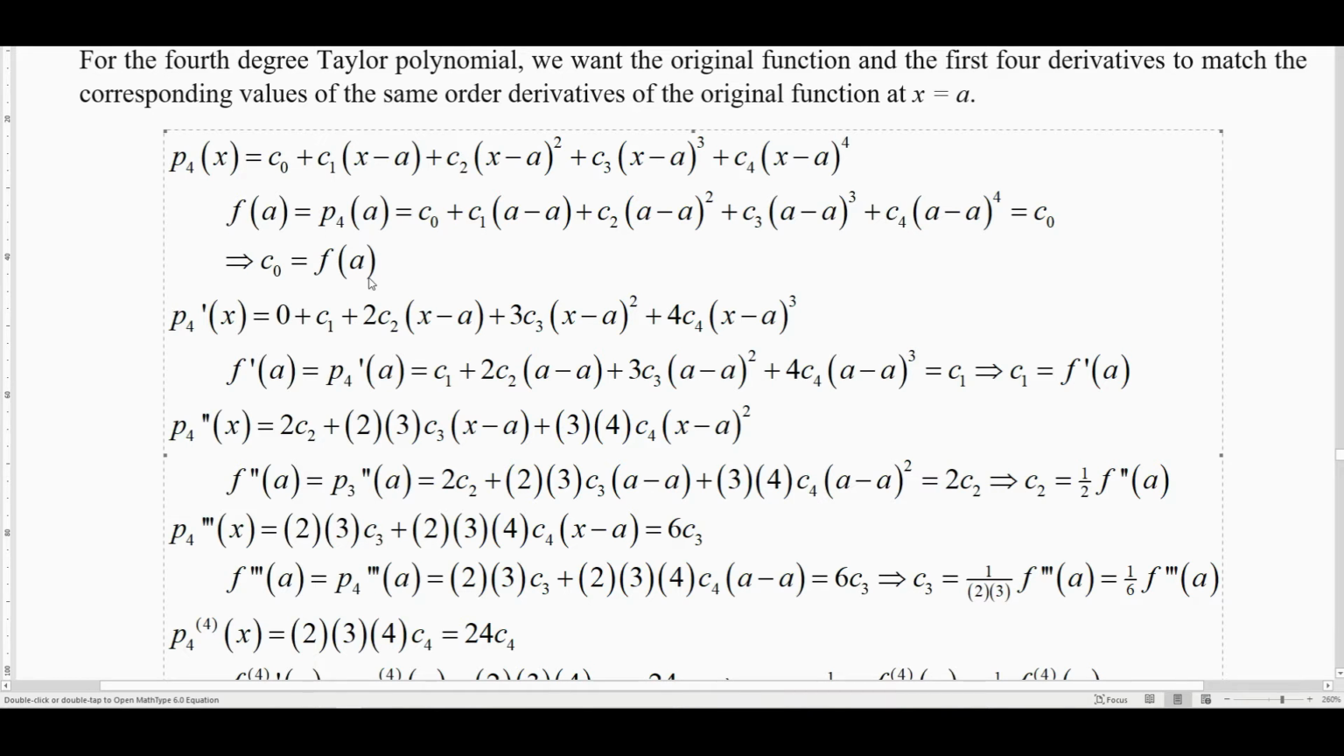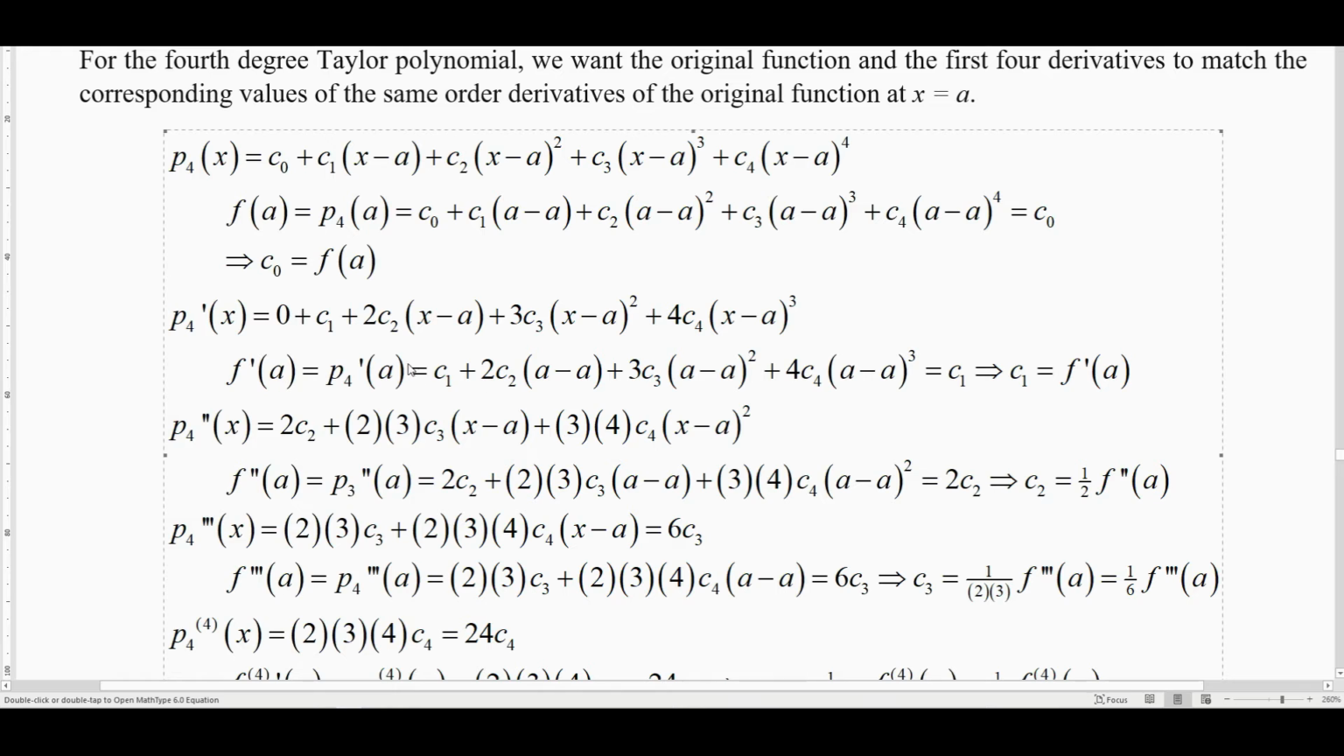Same as before. Do a derivative. First term goes away. Here you get c1, 2c2 times x minus a, 3c3 times x minus a squared, 4c4 times x minus a cubed. Plug in x equals a. All those go away, and c1 has to be the same as f prime at a.